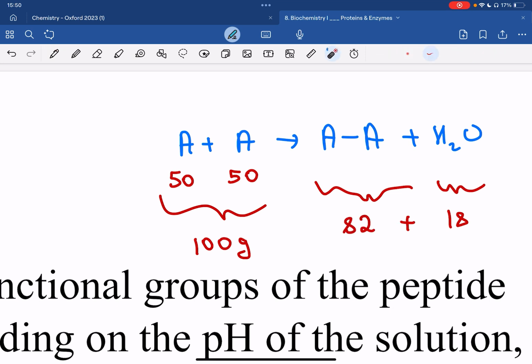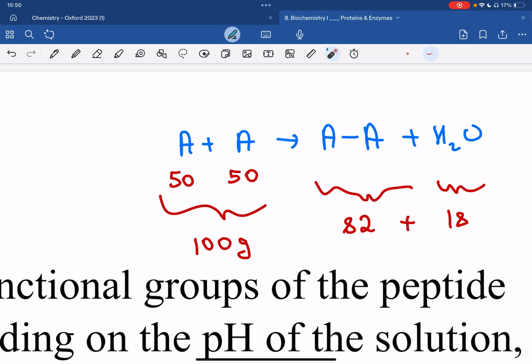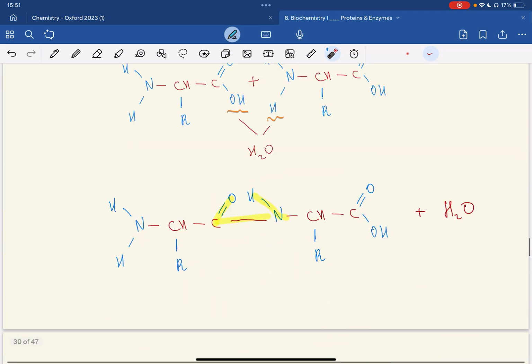Also, don't mix molar masses with given masses. In this example I used the molar masses. If it's a given mass example, as you have done in the CPA, you have to make sure to use the given masses. All right, so this was about the amino acids.